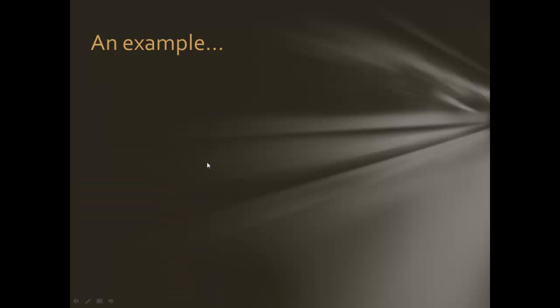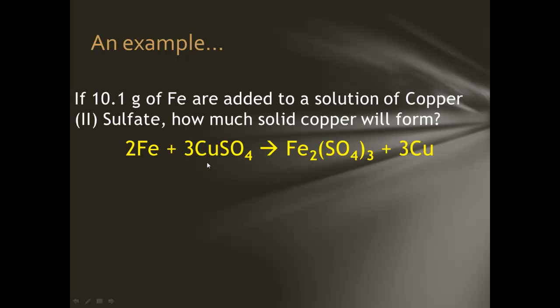So it's really important when you do these, well, first we want to read the question, but then to check our equation and see that it's balanced. You'll always be given an equation for one of these or be told to write one. So if 10 grams of iron are added to a solution of copper 2 sulfate, how much solid copper will form? Okay, so here's my equation that's provided to me. I do check it, and it is balanced in this case. This is the same equation we used for the mole ratios.